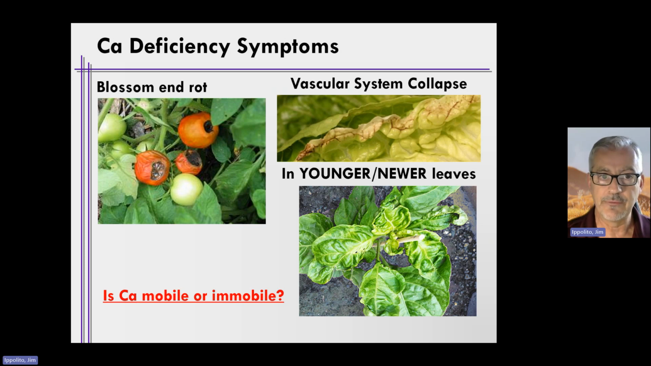So, blossom end rot in tomatoes, leaf curling due to vascular system collapse, and it's expressed in newer leaves or younger leaves.